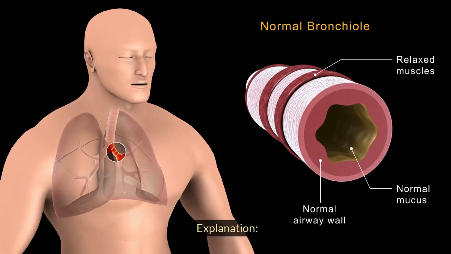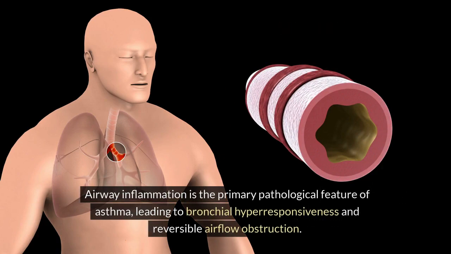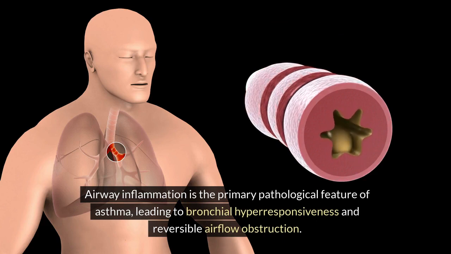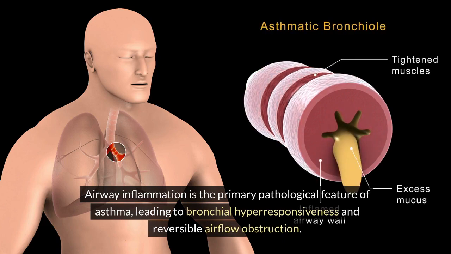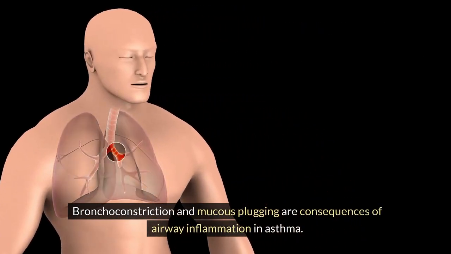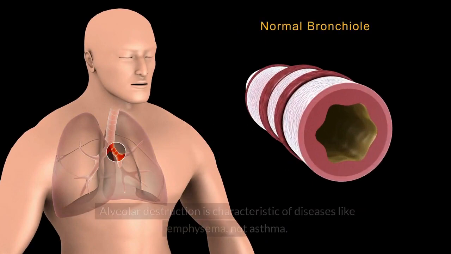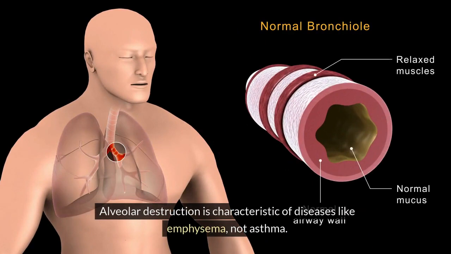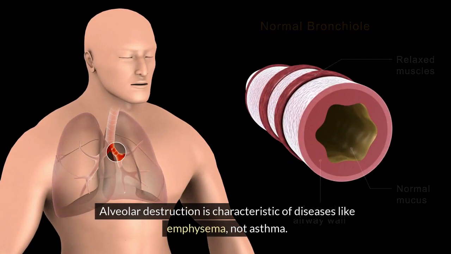Explanation. Airway inflammation is the primary pathological feature of asthma, leading to bronchial hyper-responsiveness and reversible airflow obstruction. Bronchoconstriction and mucus plugging are consequences of airway inflammation in asthma. Alveolar destruction is characteristic of diseases like emphysema, not asthma.